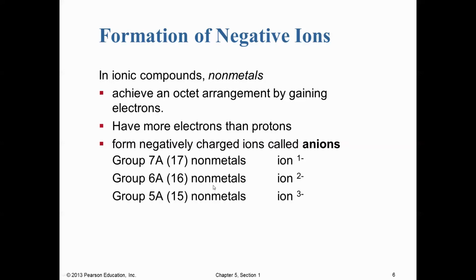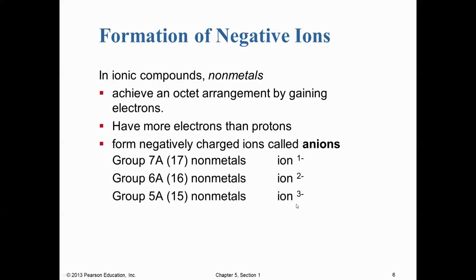The nonmetals, on the other hand, generally form negative ions called anions. And so the elements in group 7A need to gain 1 additional electron to match the nearest noble gas. They tend to form 1- charges. Group 6A needs to gain 2 electrons, so they like to form 2- charges. Group 5A needs to gain 3 electrons. They like to form 3- charges.